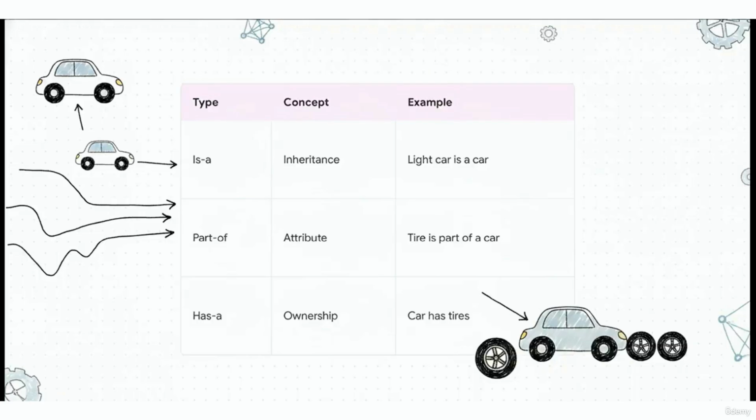For example, the AI needs to know the is-a relationship, like a light car is a car, so it inherits its traits. It needs to know the part-of relationship. A tire is part of a car.